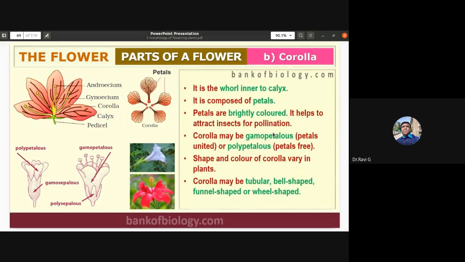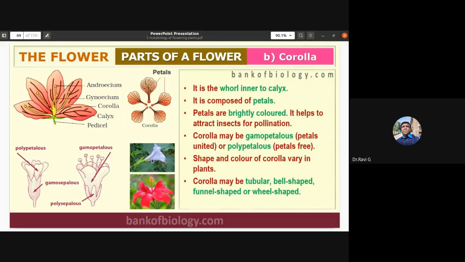Corolla is the innermost whorl to the calyx. It is composed of petals. Corolla is a collection of petals. The petals are brightly colored and it helps to attract the insects for pollination. So the corolla may be gamopetalous, that is, the petals might be fused, as in the case of datura. You can see in the slide the datura flower, or in jasmine also. You find that the tube-like structure is nothing but the corolla tube, which is fused. Only at the tip do you have free petal-like structures.